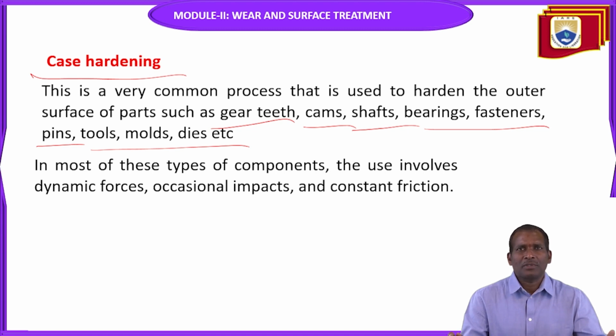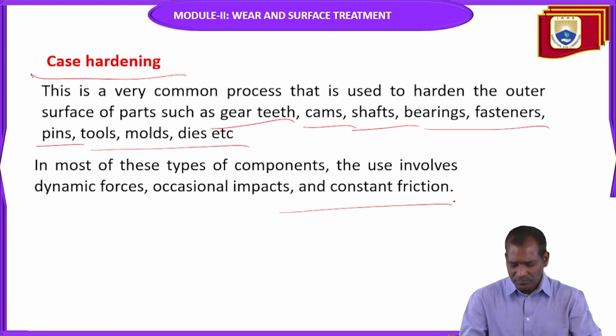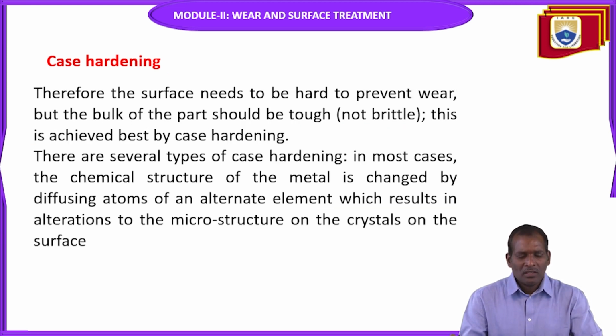In most of these types of components, the use involves dynamic forces, occasional impacts, and constant friction. In case hardening, therefore, the surface needs to be hard to prevent wear, but the bulk of the part should be tough, a tough material but not brittle. This is achieved best by case hardening. So we can achieve a tough material by using this case hardening surface processing.